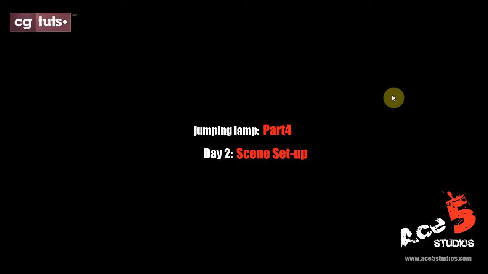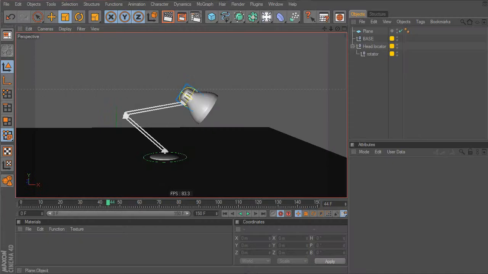This is the wrap-up in day 2, where we're going to go through how to set up a scene and then how to render it out as an animation. So by the end of this you will know how to make a project in Cinema 4D and go off with it. So let's get on with it.